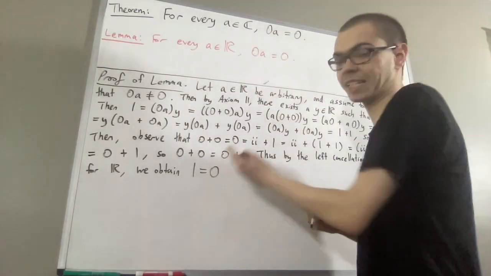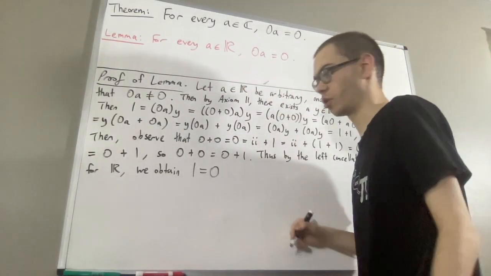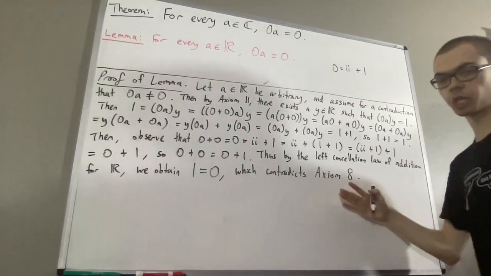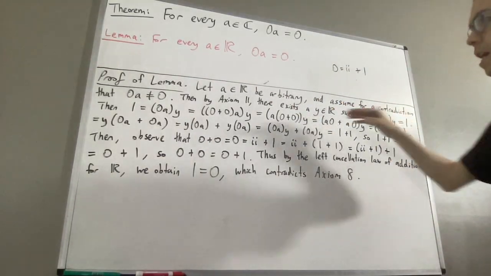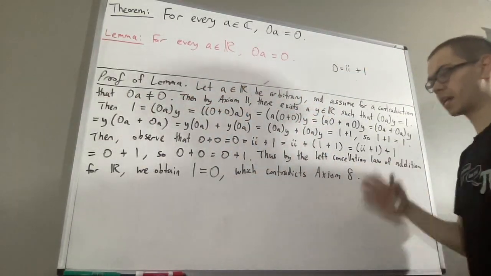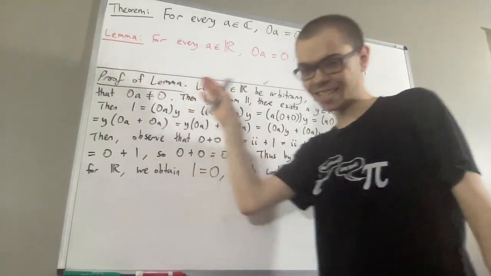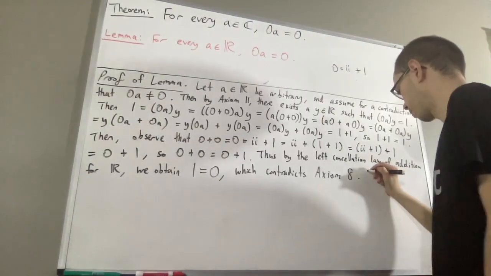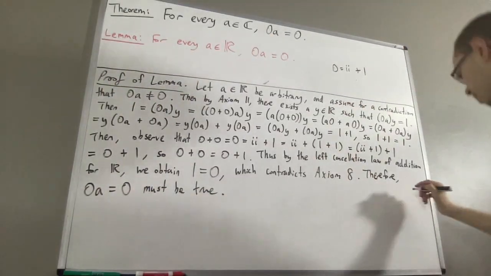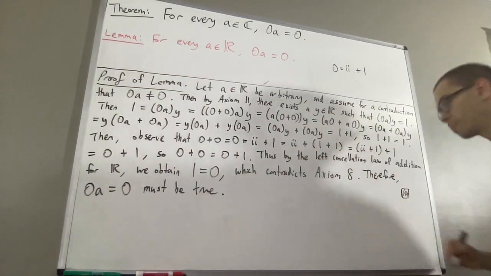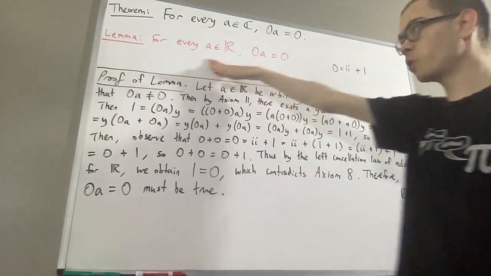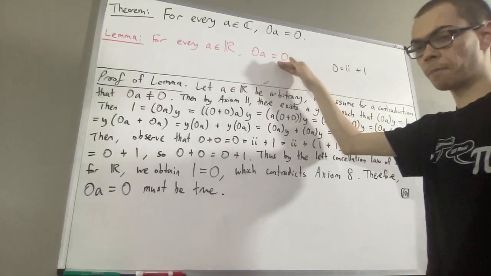But this contradicts Axiom 8, which tells us 1 is not equal to 0. So we've reached a contradiction. Our assumption that 0 times a is not equal to 0 led us to a contradiction, so we must instead have that 0 times a is equal to 0. And so this proves our lemma. So we have proven for every real number a, 0 times a is equal to 0.